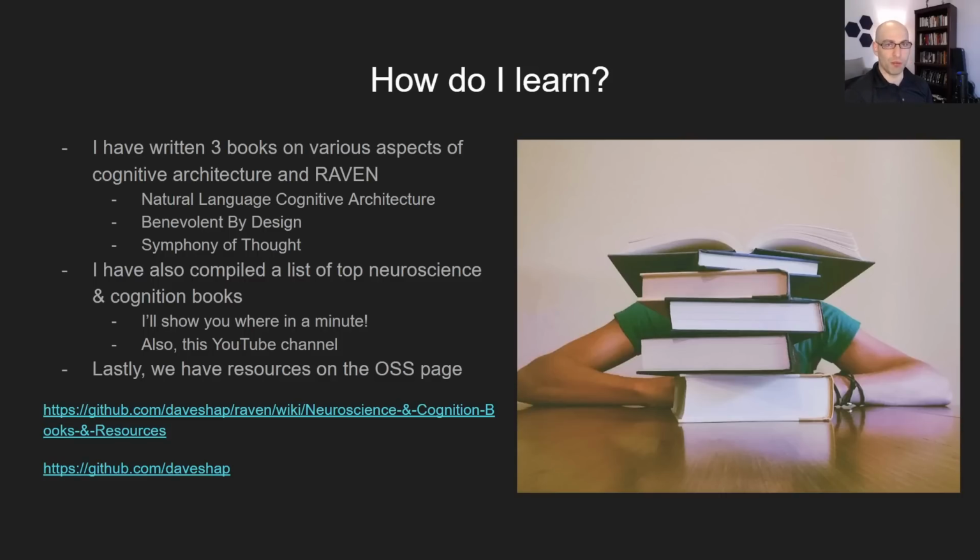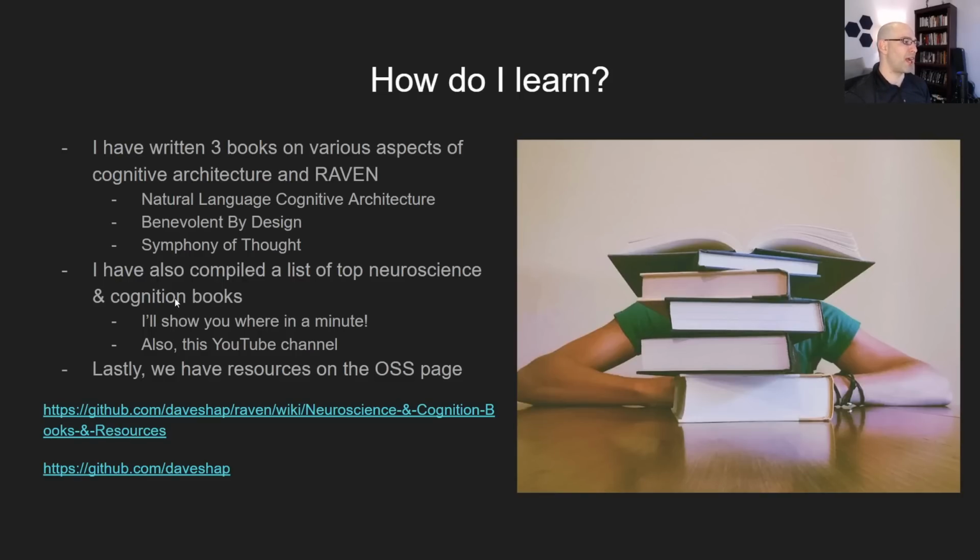My second book is Benevolent by Design, where I talk exclusively about the control problem and the core objective functions, or the heuristic imperatives. So I talk about how these serve as guardrails, and I share experiments there. And then finally is Symphony of Thought, which is how do you organize an arbitrarily large microservices architecture, and what kinds of functions need to happen in order for you to have a fully fledged cognitive architecture. So those are my 3 books.